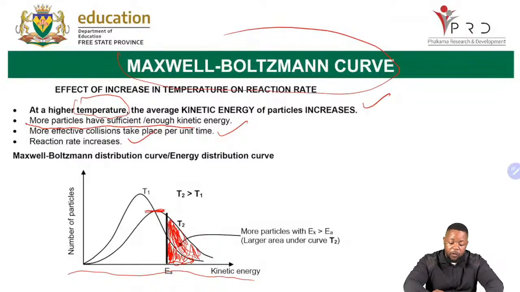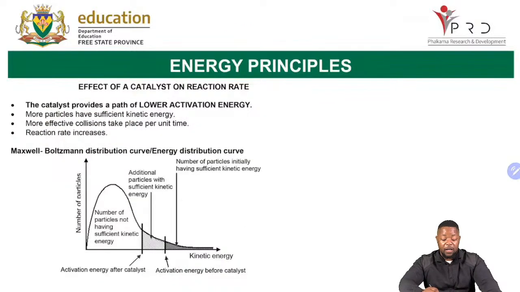The area underneath the graph represents the number of molecules. If we look at the area on the right-hand side of the activation energy line, we are looking at the number of molecules with sufficient energy to collide. In other words, molecules with energy equal to or greater than their activation energy. These are the molecules that will lead to effective collisions. For the graph of T2, they are greater, and for the graph of T1, they are smaller. Therefore, the higher temperature leads to the rate of reaction increasing.